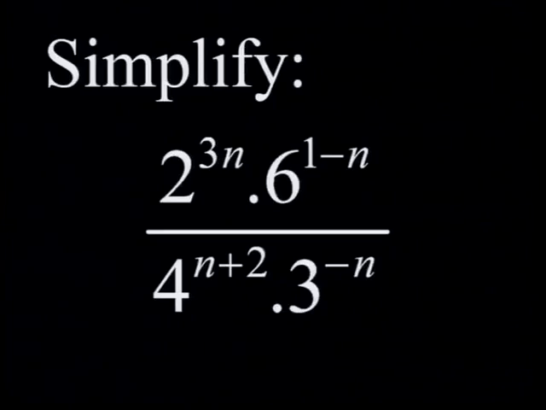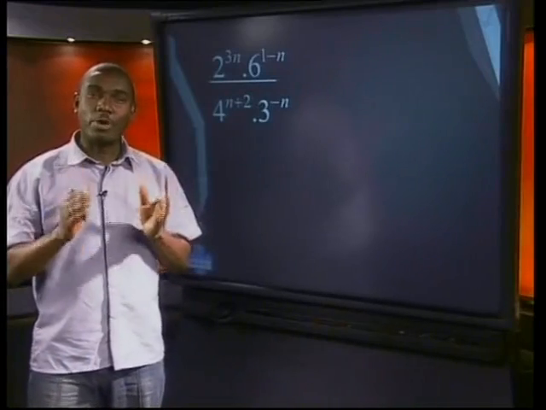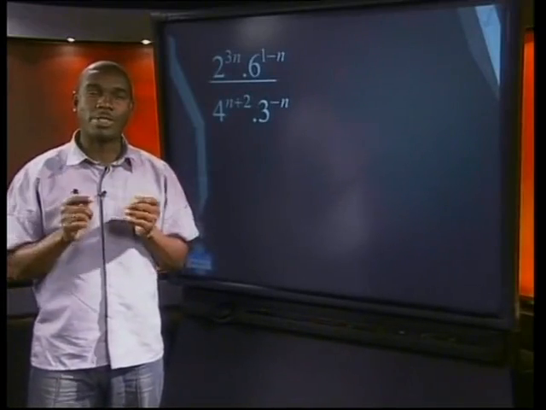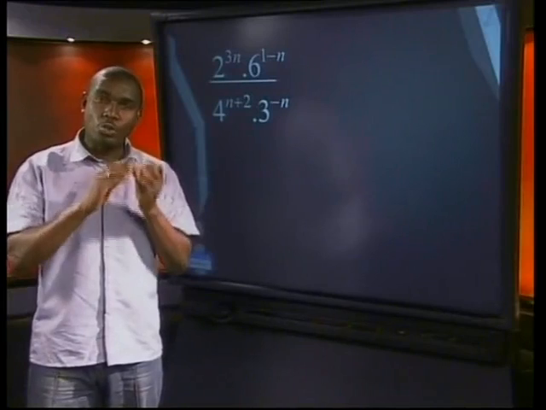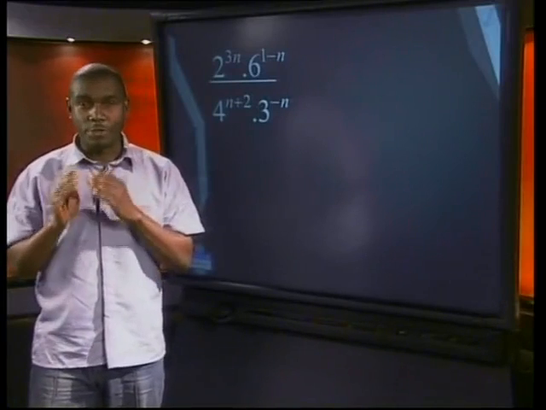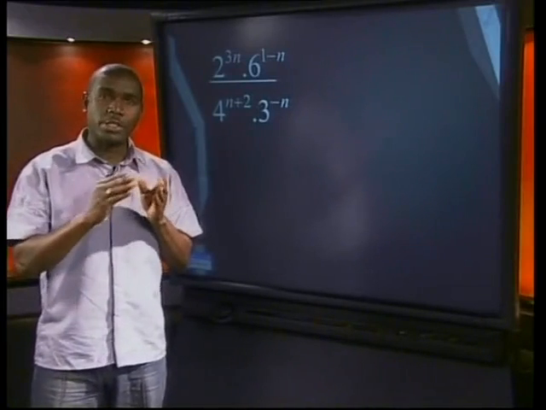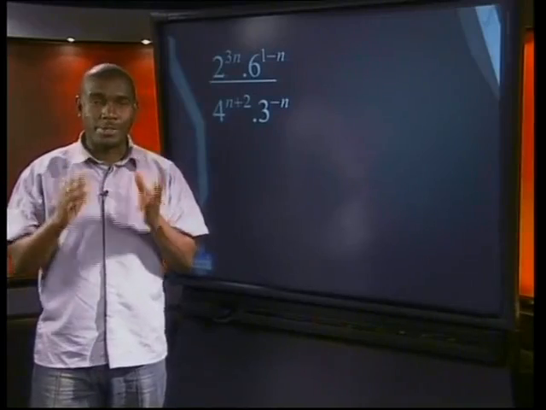Let's look at this example. Simplify 2 to the power 3n times 6 to the power 1 minus n, all divided by 4 to the power n plus 2 times 3 to the power of minus n. You must learn to think about the problem first before just writing down answers. Ask yourself, what do I have here? The numerator has factors and the denominator has factors, and we need bases that are the same.